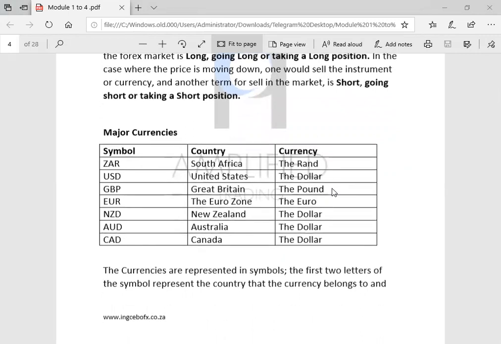Right now, major currencies include the USD, and I mean the South African rand. Obviously, that's not a major one, but we like to think it is.